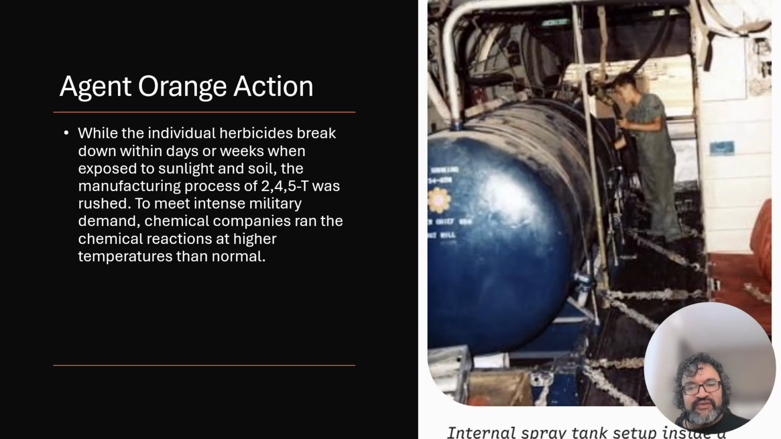Over here on the right is a tank where the herbicide was being made. What is interesting, and I'm going to go into this later, is that Agent Orange was not actually orange. The name came from the tags that were used for color coding. While the individual herbicides break down within days or weeks when exposed to sunlight and soil, the manufacturing process of dioxin was rushed. To meet intense military demand, chemical companies ran the chemical reactions at higher temperatures than normal. And what are the side effects of that? That's the question.